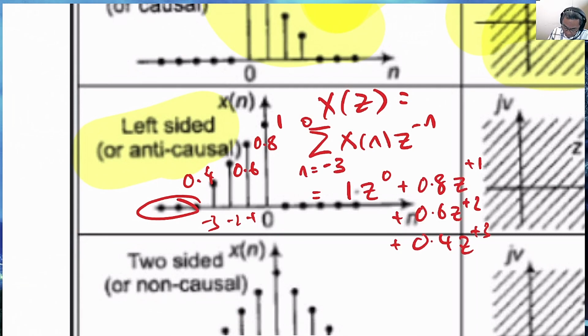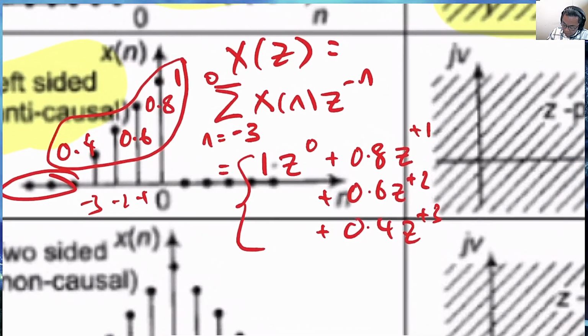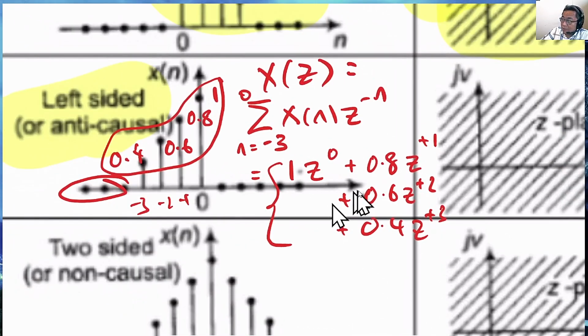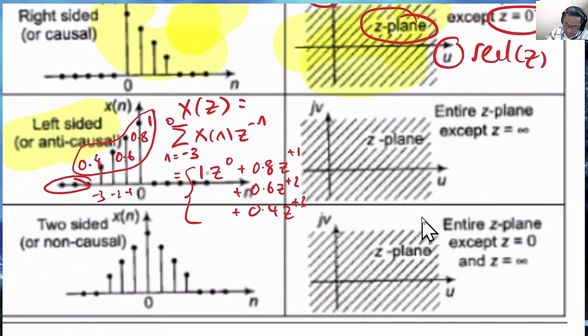Right, so I write down for this sequence, this is the z transform. So you realize that we now have a finite series, all these terms. And for any z, as long as it's not infinity, we can add it up. Except, of course, when z equals to infinity. So the answer is for finite left-sided or anti-causal sequence, the entire z plane is the region of convergence except when z equals to infinity.